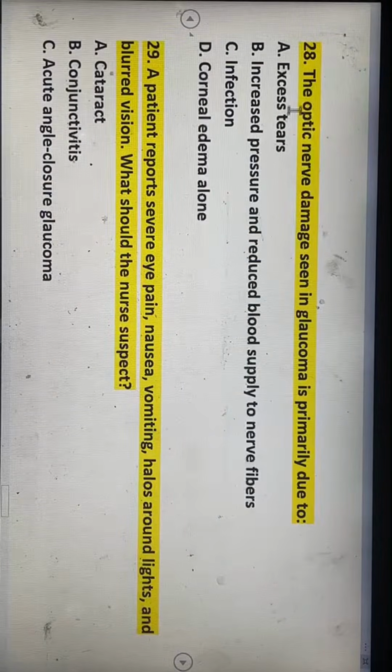So whenever the optic nerve is damaged, whenever the fibers are damaged, it's as a result of what? Increased pressure and reduced blood supply. The pressure in the eye is too much, so there will be what? Reduction of blood supply to those fibers. That's why it's optic nerve fibers. Now, number 29, second to the last.